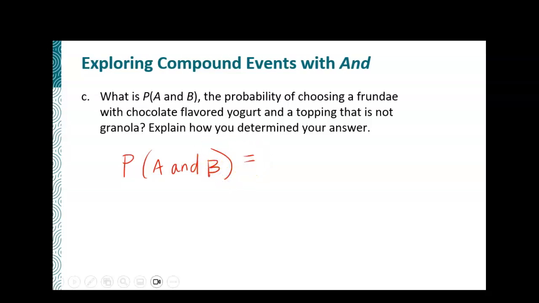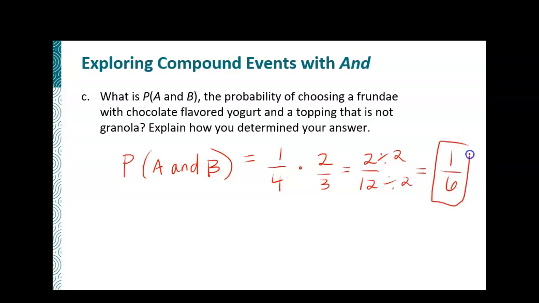Okay, 6th period, please write this down if you don't have it. The probability of A and B equals 1 over 4 times 2 over 3. So that's 2 over 12. What did you divide by? 2. Good. You get 1/6. 1 over 6 is correct. Good job.